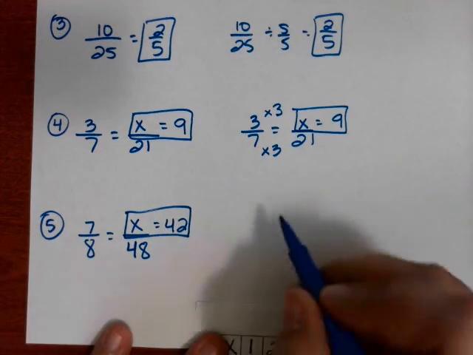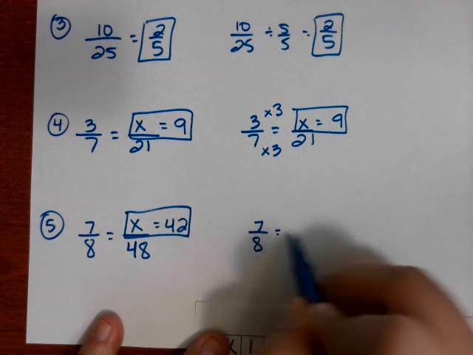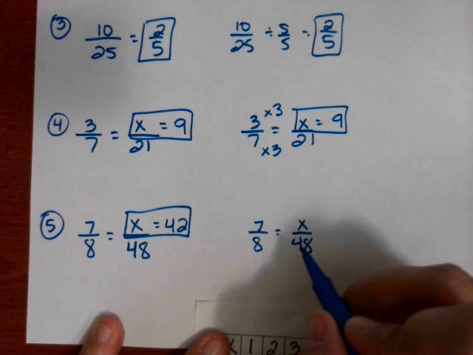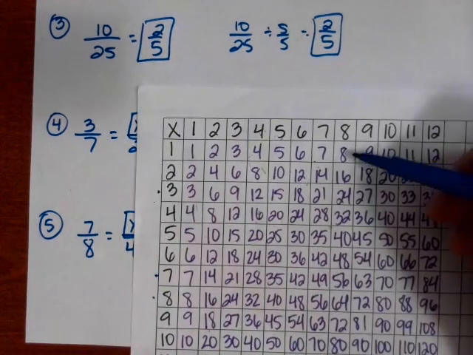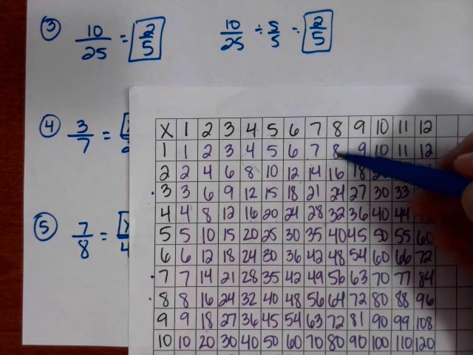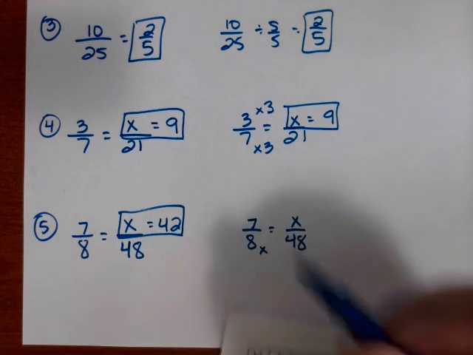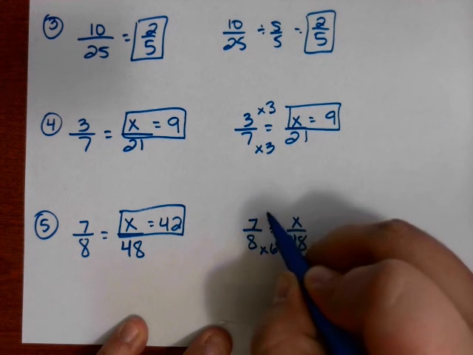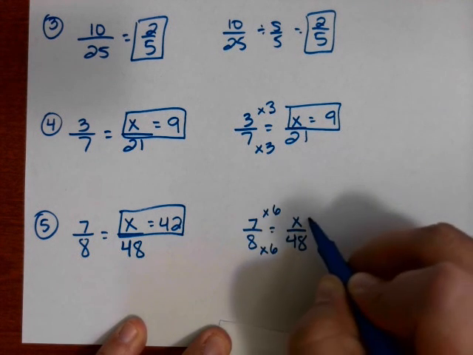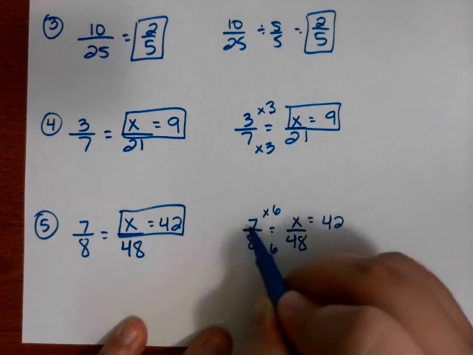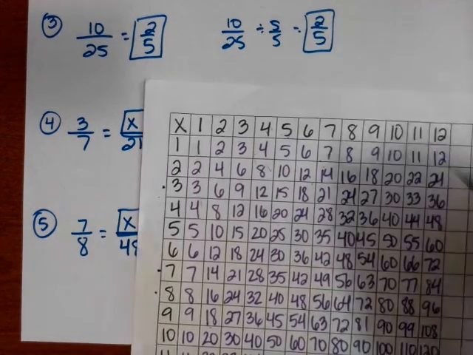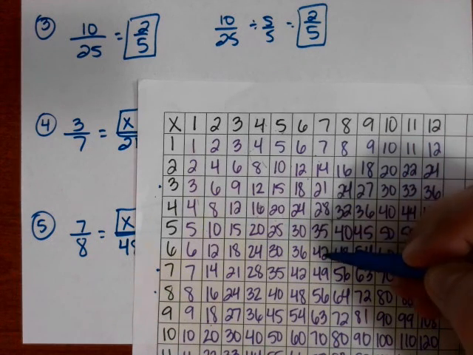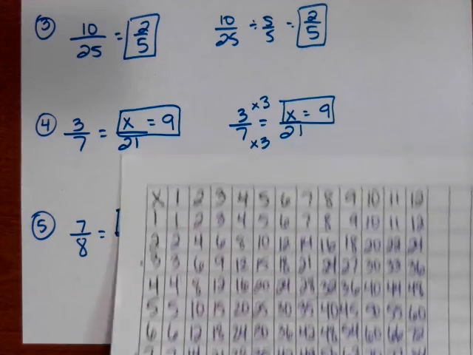Again, we could have done it 7 over 8 equals x over 48. We could have recognized that 8 times, and if you don't know that, you just go here, 8 times 1, 2, 3, 4, 5, 6. That's why I moved over 6 times earlier. 8 times 6 is 48. So 7 times 6 will get me my answer of 42. And if you didn't know that 7 times 6 is 42, you would just go to your 7s and go down 6 times: 1, 2, 3, 4, 5, 6. And you get the answer of 42.